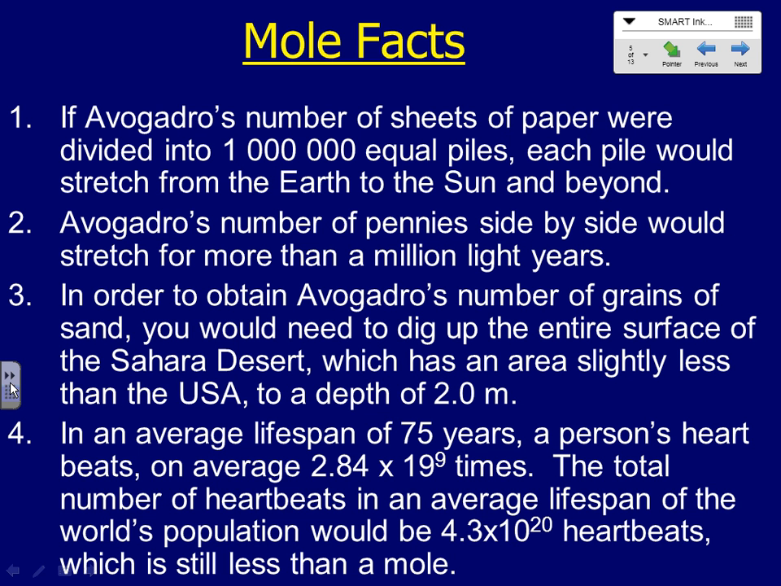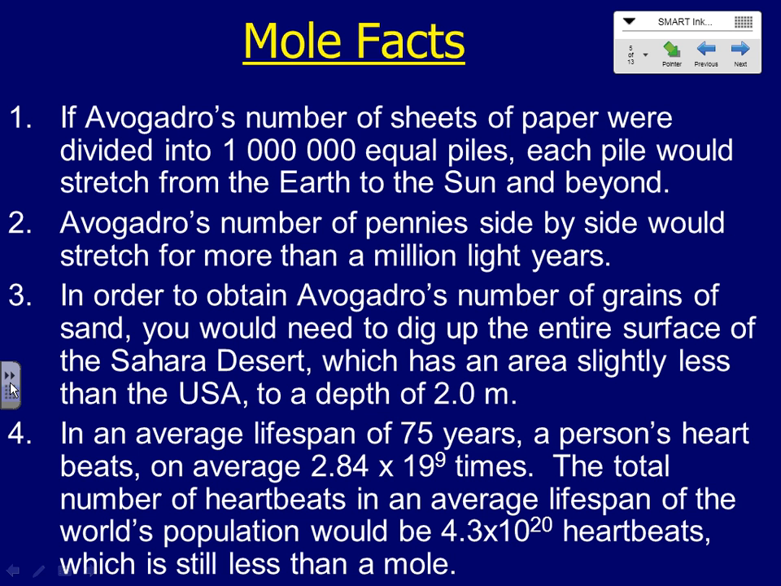So whenever we talk about things that aren't those little entities, it's really absurd, right? 10 to the 23 is such a big number, we can't even begin to count things that are macroscopic. That's things that we can see with our eyes. Avogadro's number of pennies side by side would stretch more than 1 million light years. So if you put a mole of pennies side by side, it would be so far away, it'd be unimaginable. So to talk about pennies in terms of a mole of them is really absurd. We don't talk in terms of that.